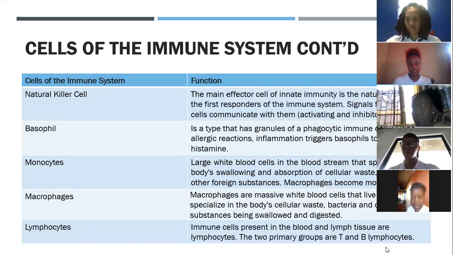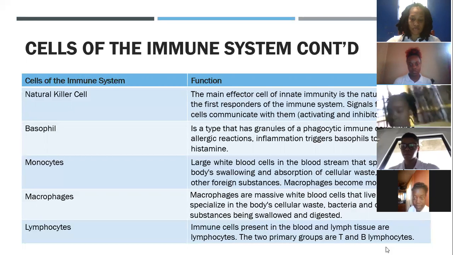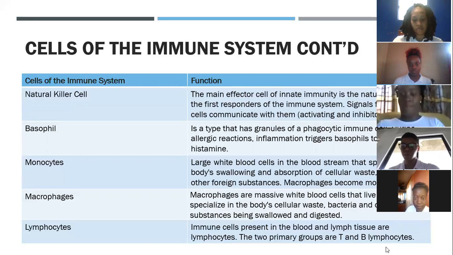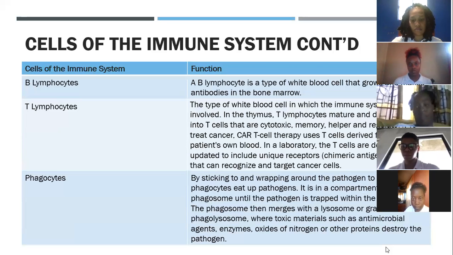Monocytes are large white blood cells in the bloodstream that specialize in the body's swallowing and absorption of cellular waste, bacteria, and other foreign substances. Monocytes become macrophages. There are two primary groups of lymphocytes, which are T and B lymphocytes. A lymphocyte is an immune cell which is present in the blood and lymph tissue. A B lymphocyte is a type of white blood cell that grows and makes antibodies in the bone marrow.